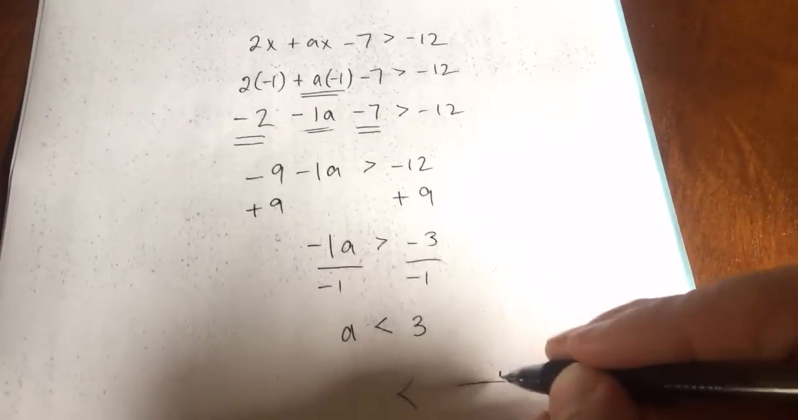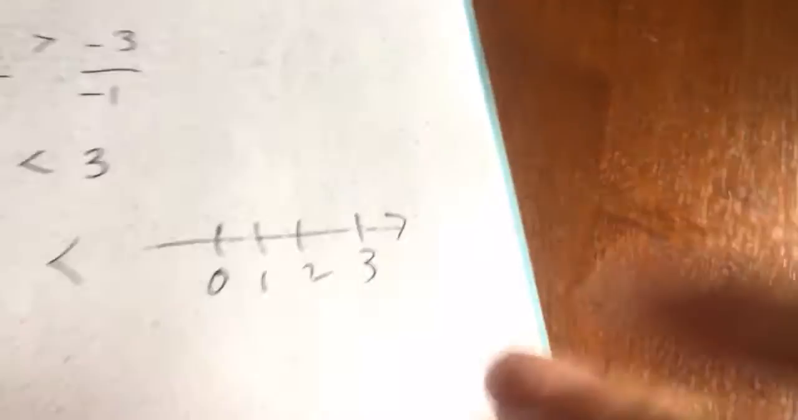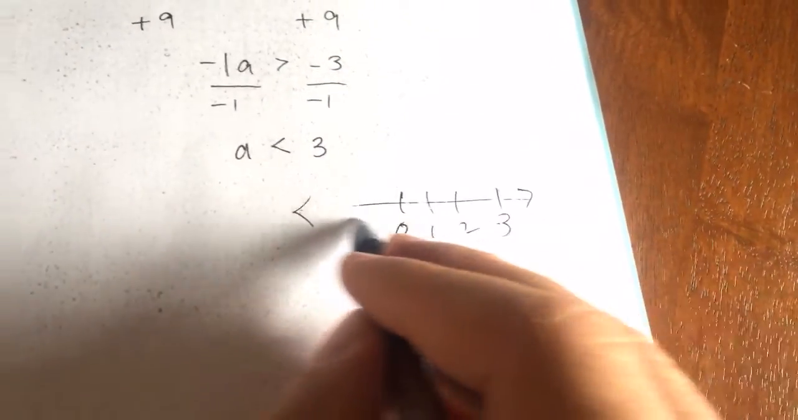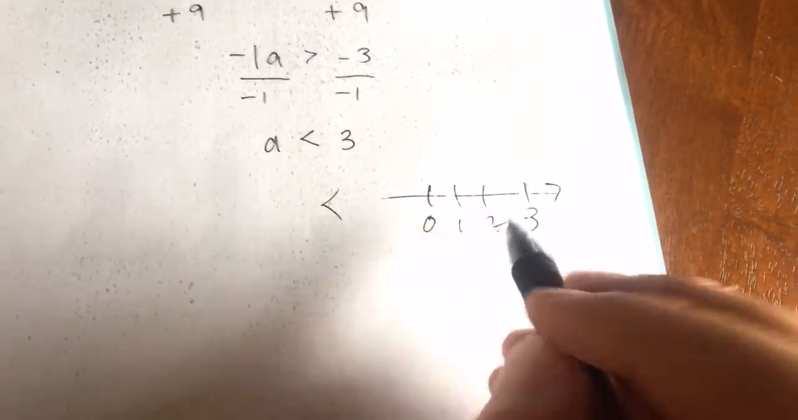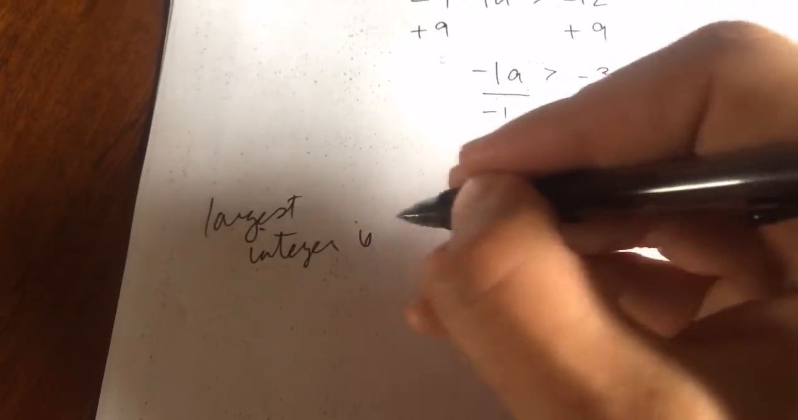So if this is my number line, 0, 1, 2, and 3. It's saying it's got to be all these values less than 3. So the largest one, largest integer, is 2.